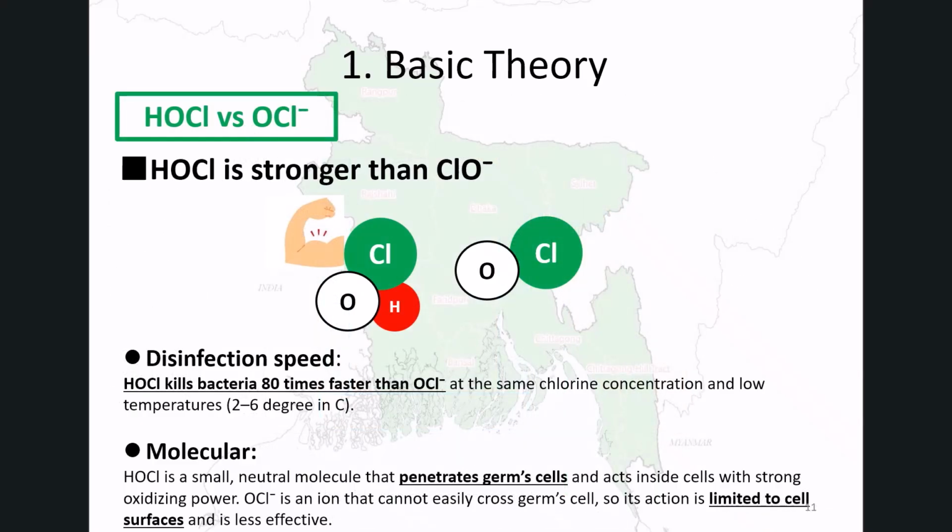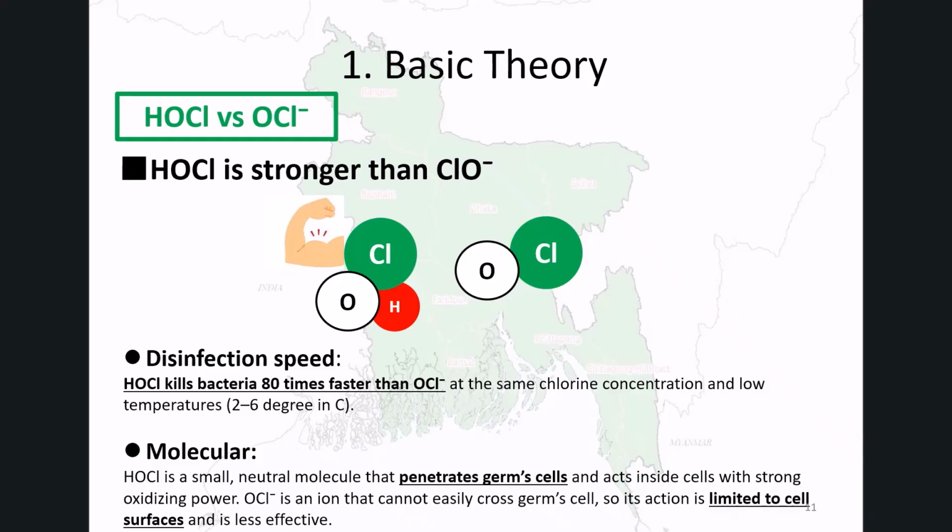Both hypochlorous acid and hypochlorite ion work as free residual chlorine. Then which is stronger? The answer is hypochlorous acid. Hypochlorous acid is much stronger than hypochlorite ion as a disinfectant. In fact, HOCl kills bacteria about 80 times faster than OCl⁻ at the same chlorine concentration, especially at low temperatures.